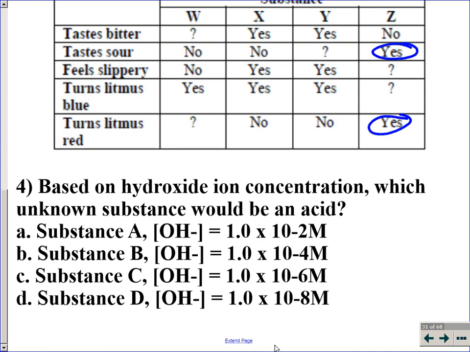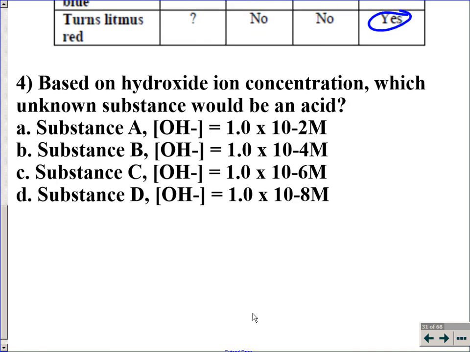All right, hydroxide concentrations are here, which would be acidic? And those are exponents, by the way. I know it doesn't look like it. So it's 10 to the negative 4th, 10 to the negative 6th, and so forth. Take 30 seconds. Yeah. Why would you say D? Because it'll have a hydronium concentration of 10 to the power of -6.